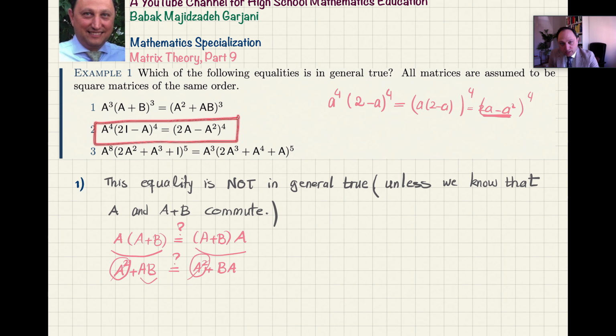I want you to understand the differences of this algebra, so don't think that because you can do this with numbers, automatically this is guaranteed that you can also do this with matrices, unless you have a good reason for that. Okay, now tell me, do you think in this case this is true or false, and why? It is false because we cannot guarantee that A commutes with 2I minus A. What about others?